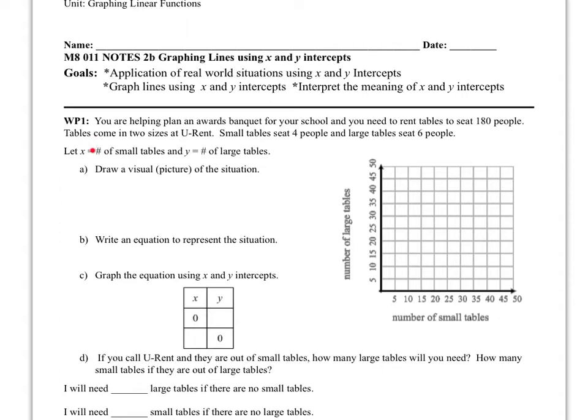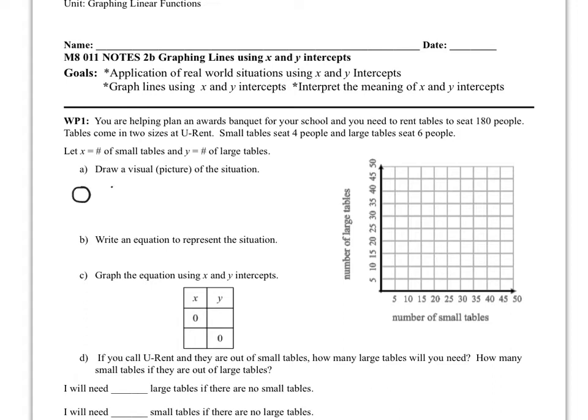We're going to let x represent the number of small tables we have, and y represent the number of large tables we have. I can also see that my axes are labeled similarly. X-axis is small tables, y-axis is large tables. So the first thing I'm going to do is draw a visual of the situation.